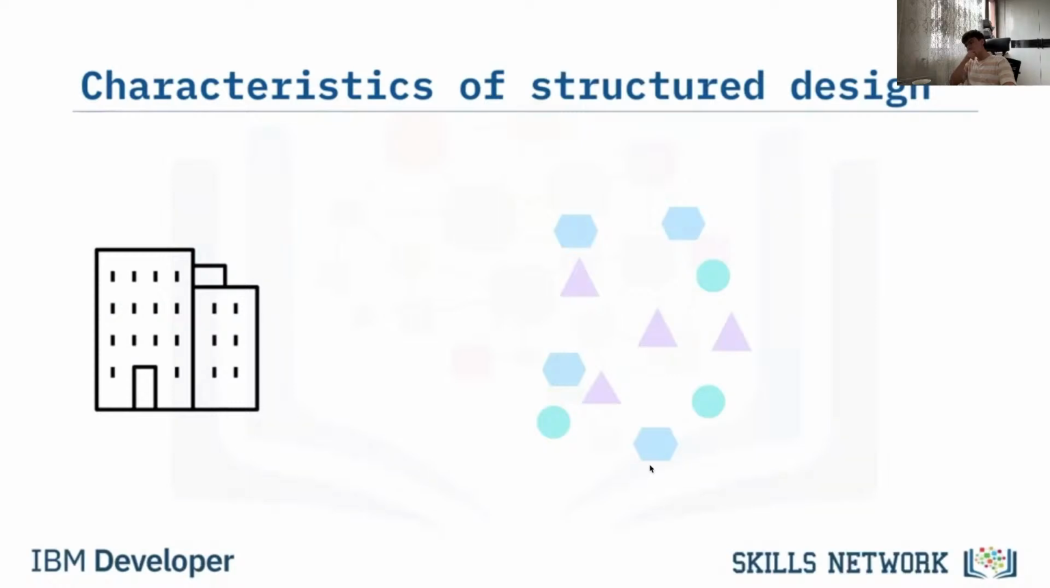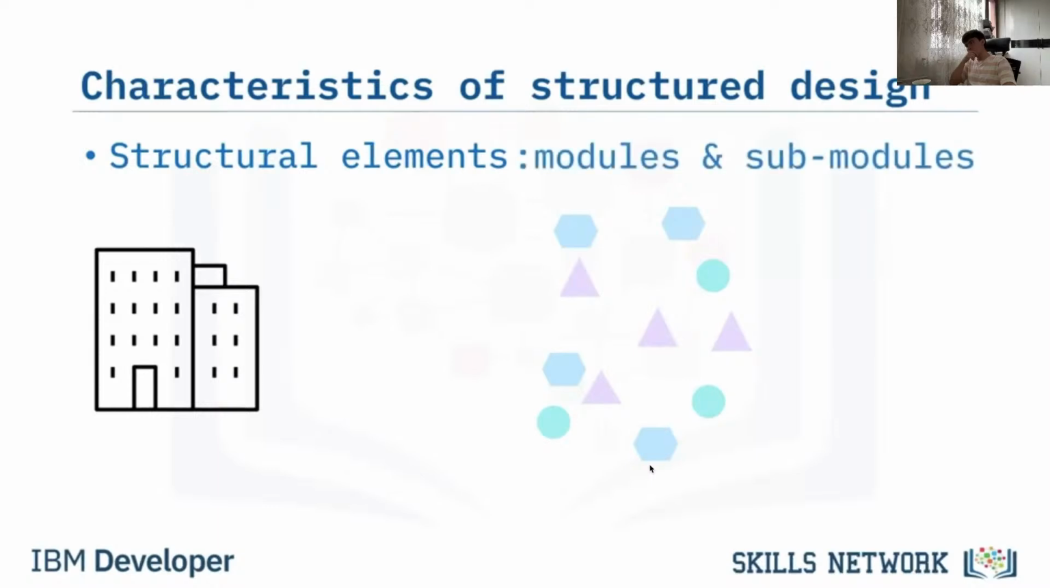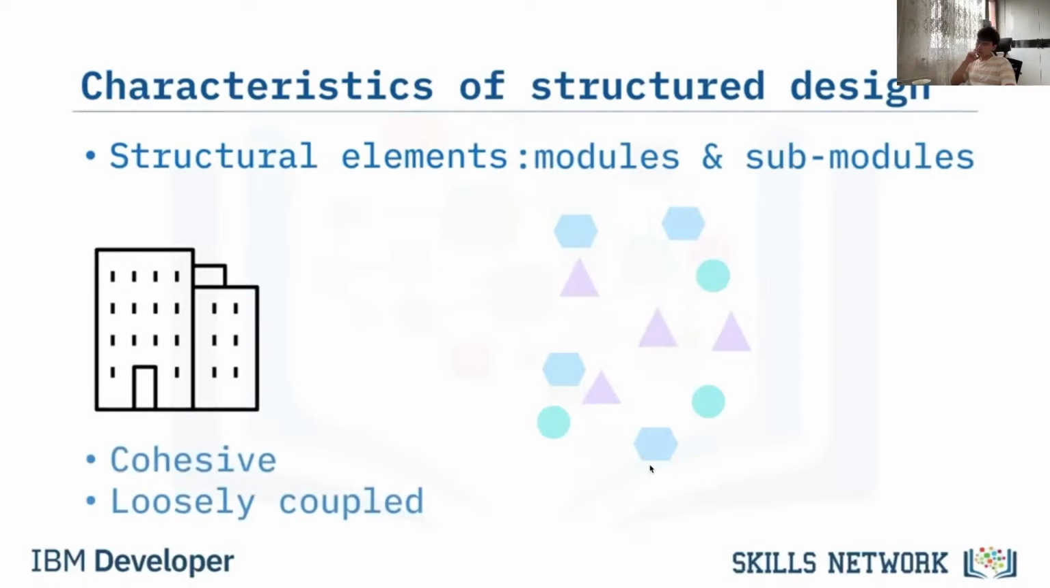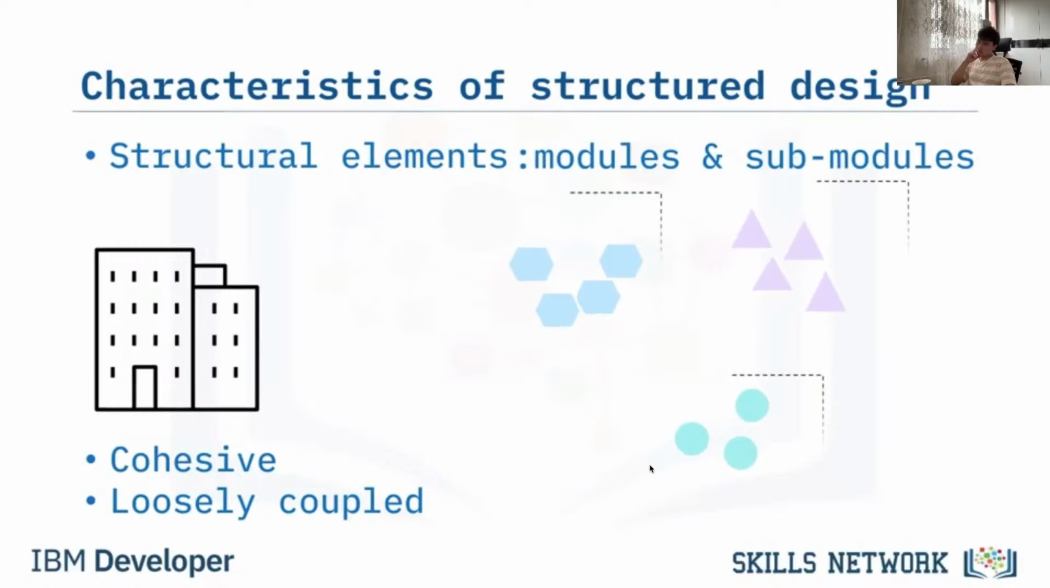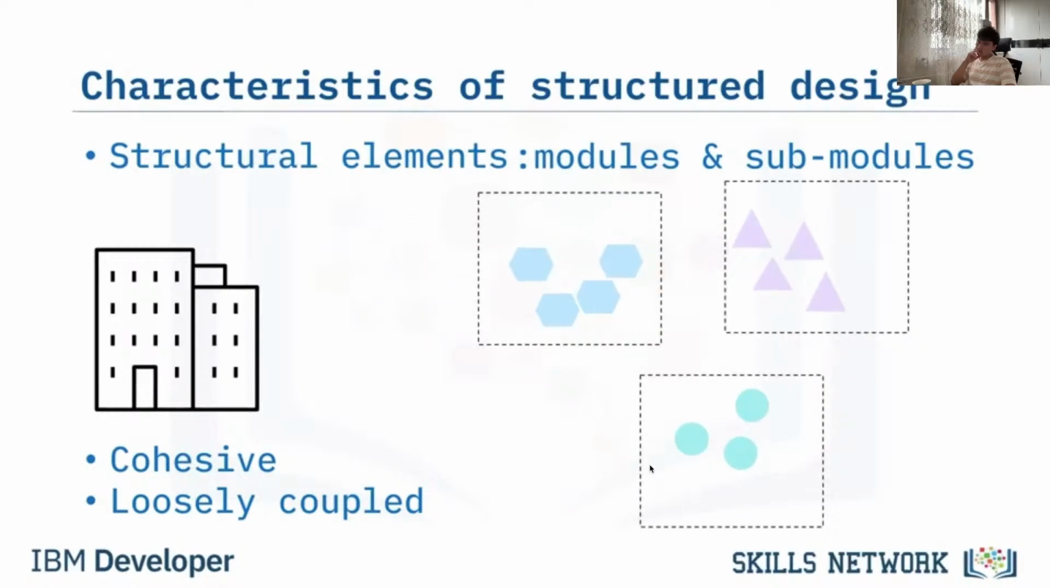A software system can be construed in terms of structural elements. Structured design conceptualizes a software problem into well-organized smaller solution elements called modules and submodules. Structured design stresses organization in order to achieve a solution. A well-structured design should contain modules that are cohesive and loosely coupled. Cohesion means that all functionality-related elements are grouped together, and coupling is the communication between different modules.